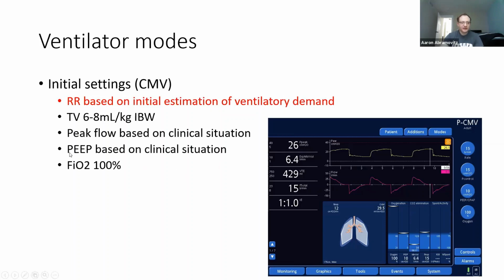And always set the FiO2 at 100 to start and scale back from there, because I imagine in an ICU setting, when you're intubating somebody, hypoxemia is often an issue. And even if it's not, just because you're setting up a new way for the patient to breathe, make sure they're getting 100% oxygen to start.